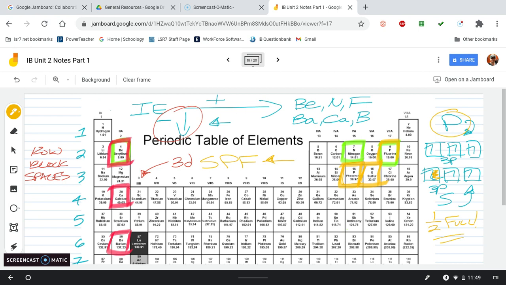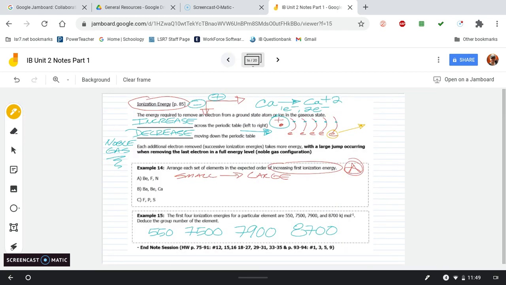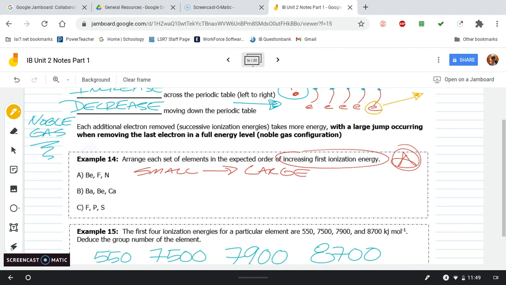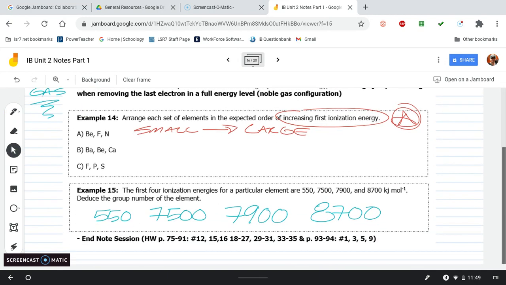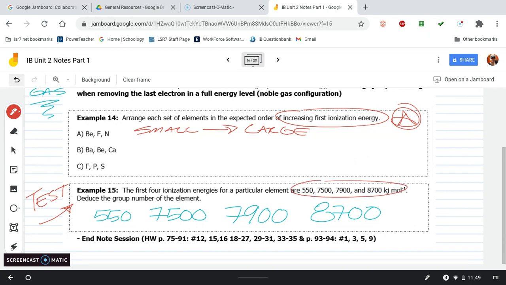So, all right, we're going to go back and finish up with this last problem, which is how to look at a problem like example 15. Now, the first thing I want you to write down is that there's a question just like example 15 on the test. And so you have to know how to do this. This is on the test. There is no mystery here. So they're going to give you 3 or 4 numbers, and they're going to say their ionization energy.